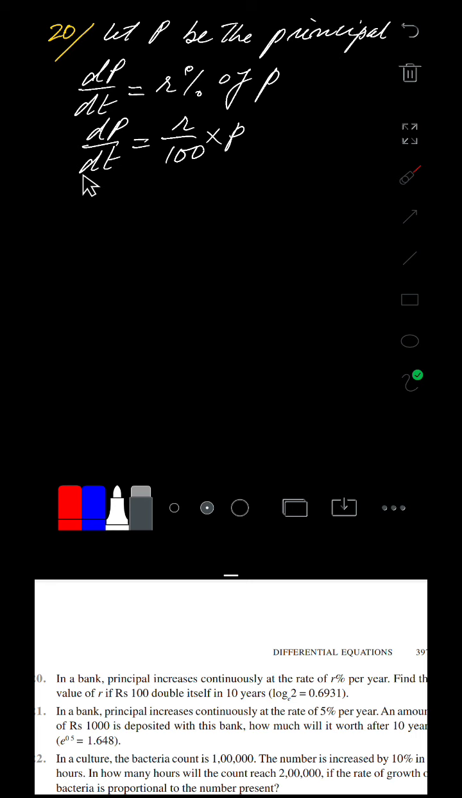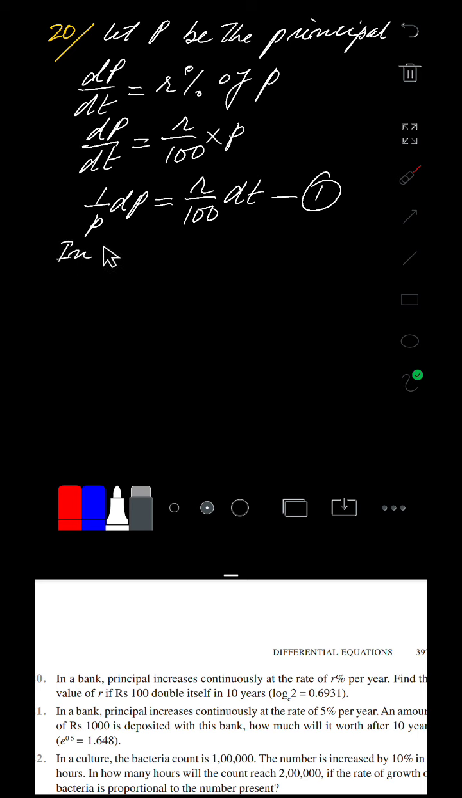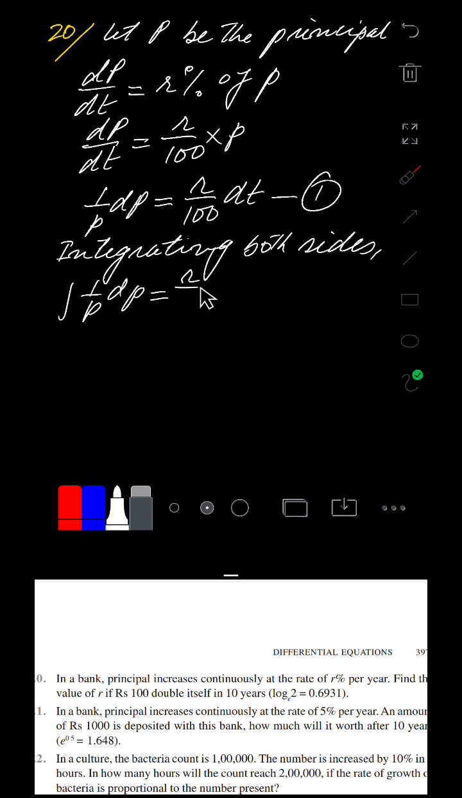Now transposing P to the left hand side and dt to the right hand side, we have 1 upon P dP is equal to R upon 100 dt. Let it be equation number 1. Now integrating both sides of equation number 1, we get integral 1 over P dP is equal to R upon 100 integral 1 dt. So integral of 1 upon P with respect to P is log P is equal to, and integral of 1 with respect to t is t plus C as the constant of integration. Let it be equation number 2.